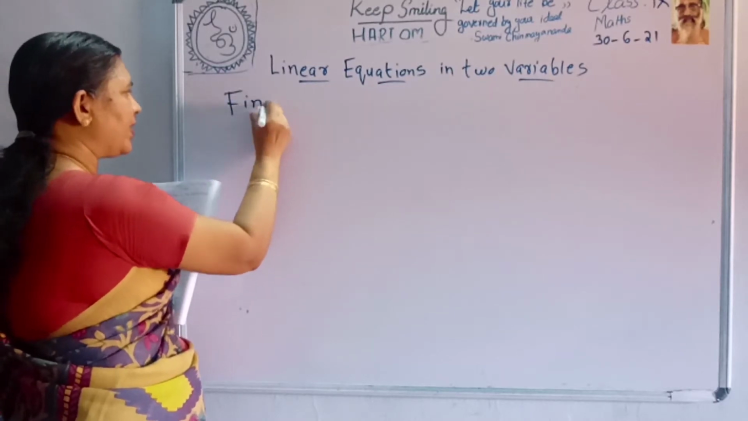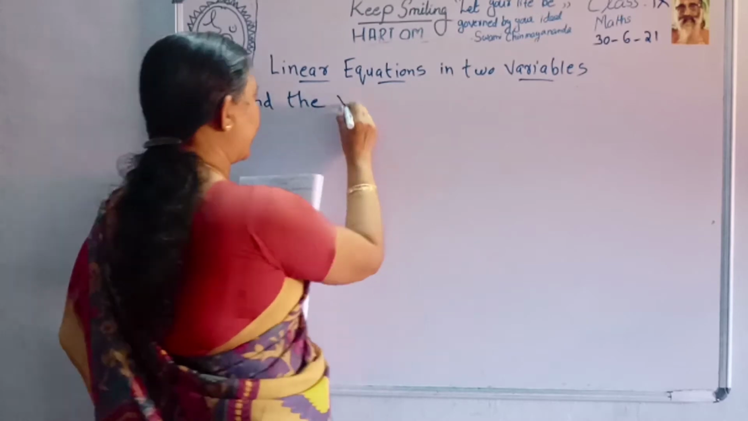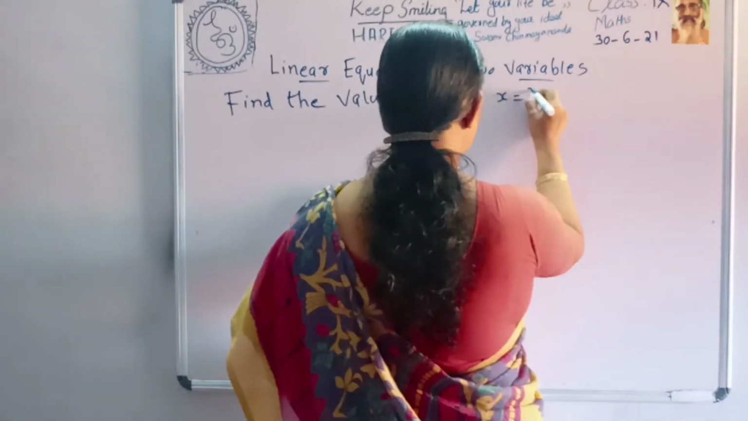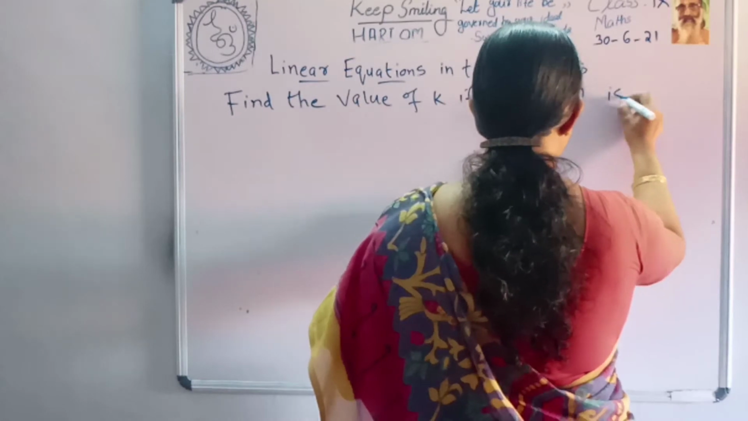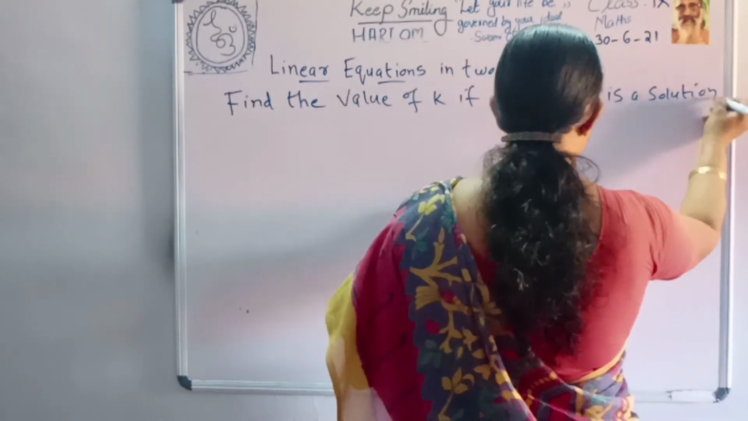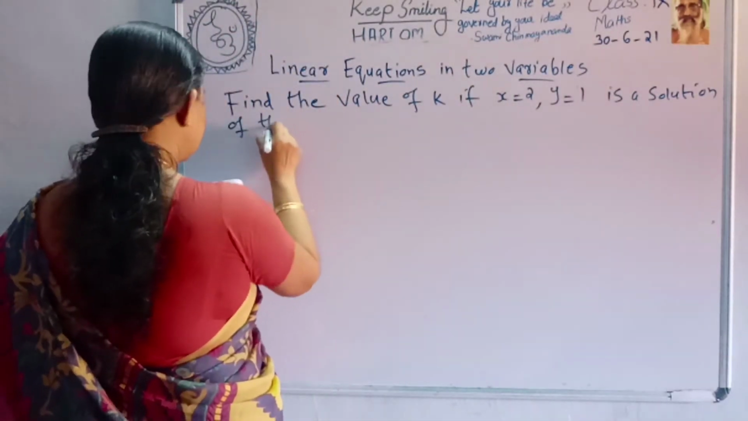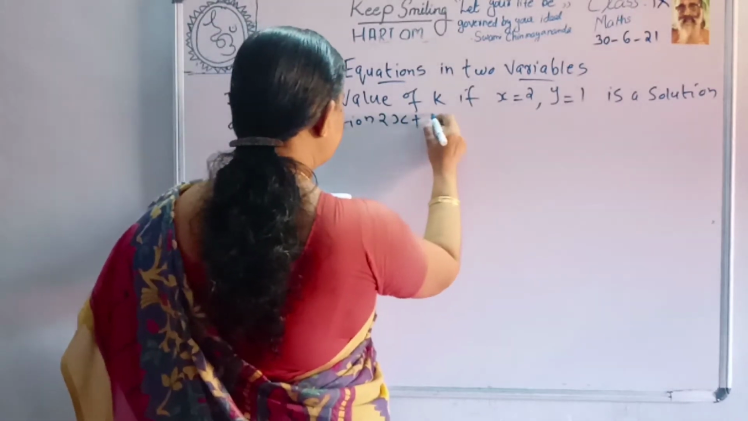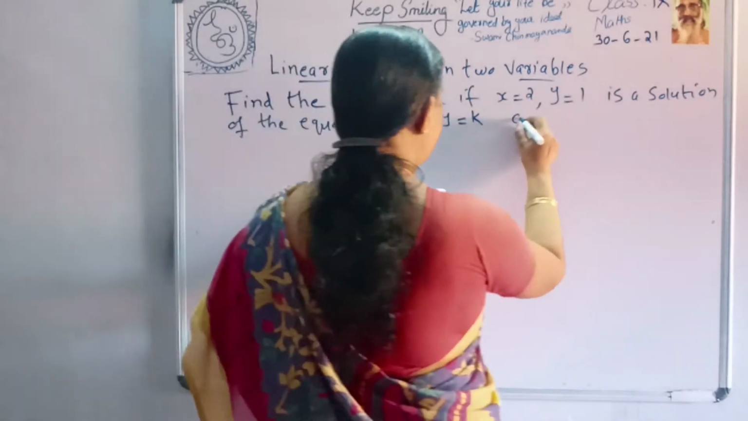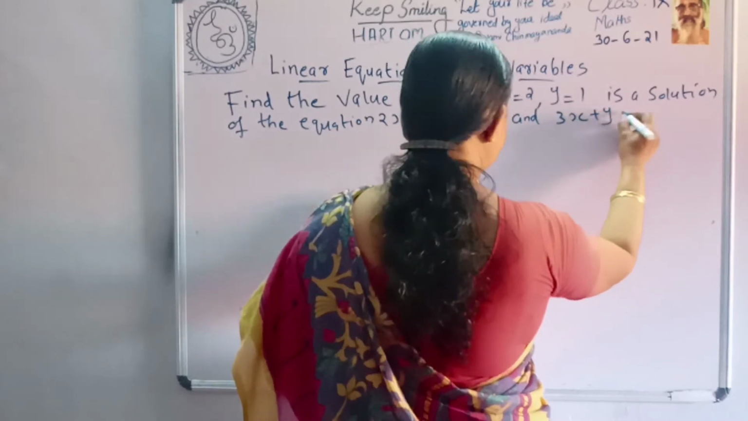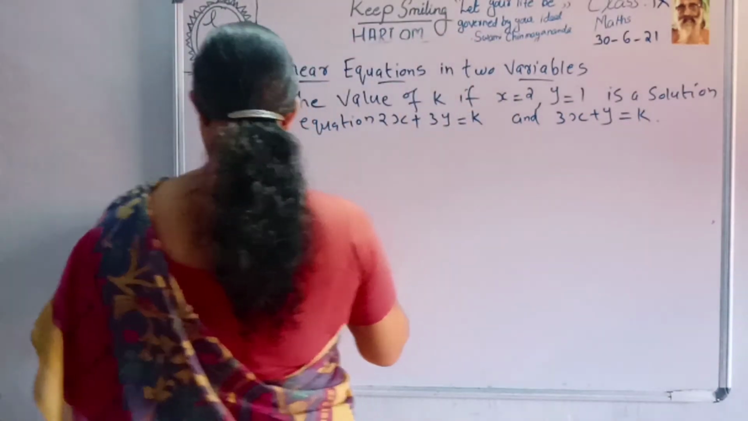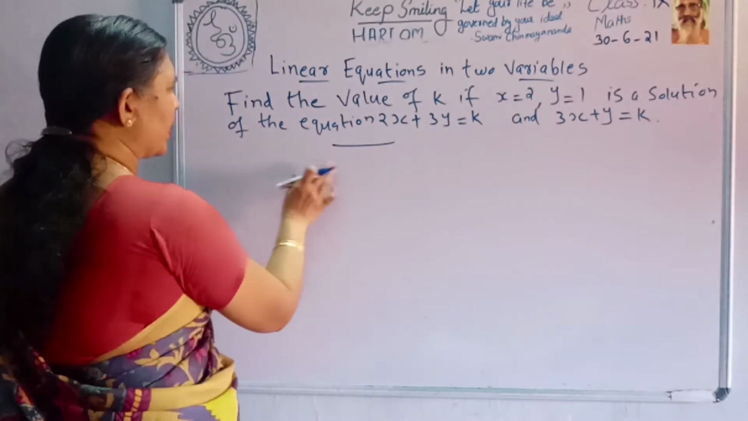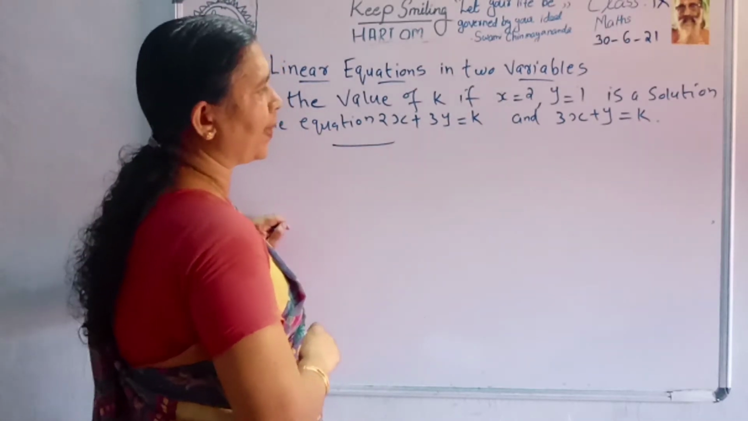Next question. Find the value of k if x is equal to 2, y is equal to 1 is a solution of the equations. First one, 2x plus 3y is equal to k and 3x plus y is equal to k.